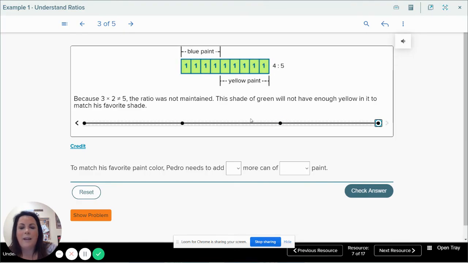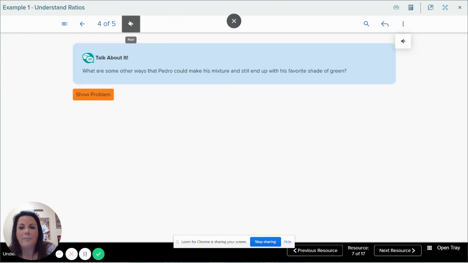So if we do not have an equal ratio, the ratio is not maintained, right? The color of green will not be the same. So we would need to add at least 1 more can of yellow paint to make sure that we have the correct shade of green. Now, are there other ways we could have made this mixture and still end up with the same shade of green? Yes, of course.